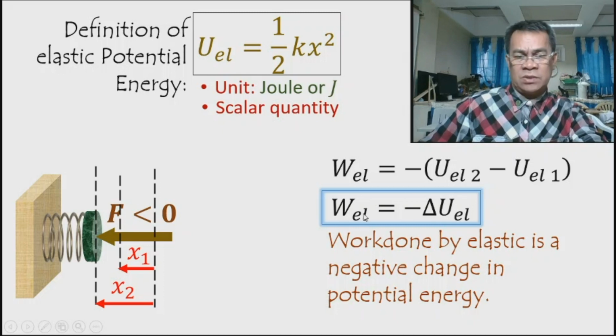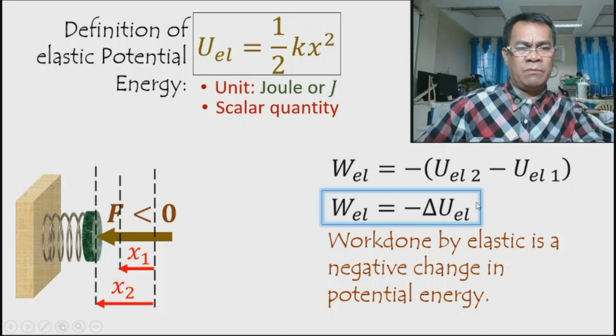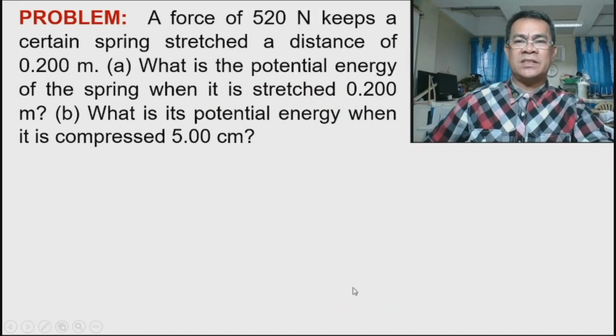potential energy. If it is work done by gravity, it is the change in gravitational potential energy. If it is by a spring, it should be the negative change in elastic potential energy. If it is electric potential energy, the change of that is the work done by the electric force. Okay? So this is a very important formula because it says that the work done by an elastic force is the negative change in potential energy. Okay, so let's have this example.